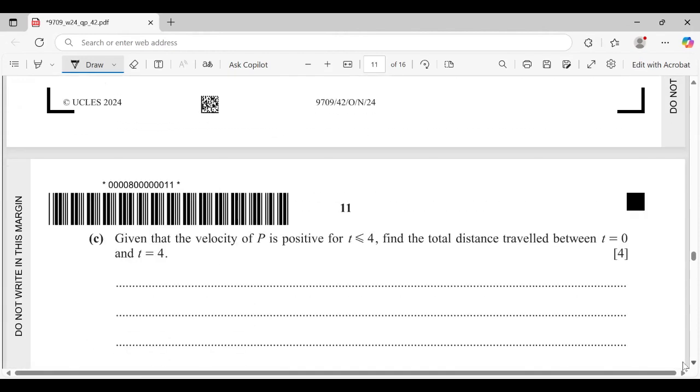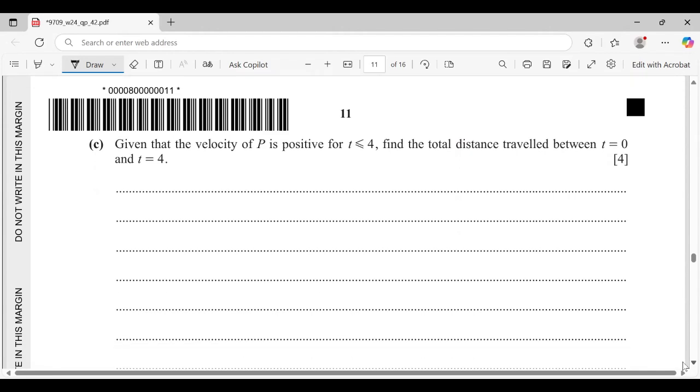Let's move to the next question. Given that the velocity of P is positive for t less than or equal to 4, find the total distance between t equals 0 and t equals 4. Okay, so total distance is the integral from 0 to 4. But I will split it into two intervals, 0 to 1 and 1 to 4, right?